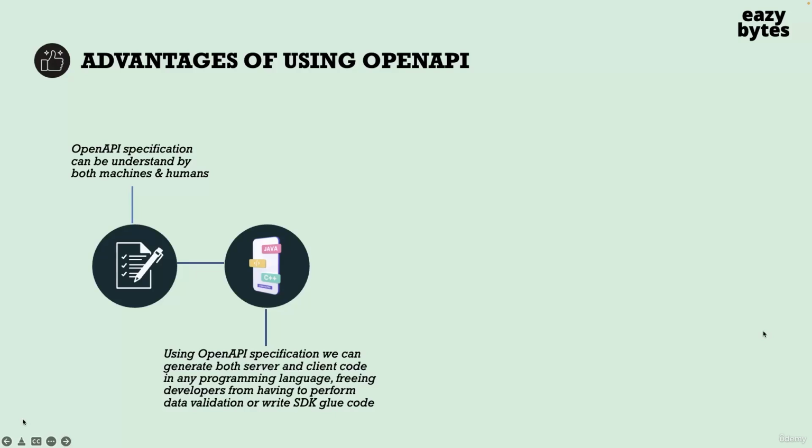And just like how we have server-side code, these tools are smart enough to generate the client code as well based upon the language that you choose. And using this client code, you can easily consume the APIs that are exposed by the other organizations.